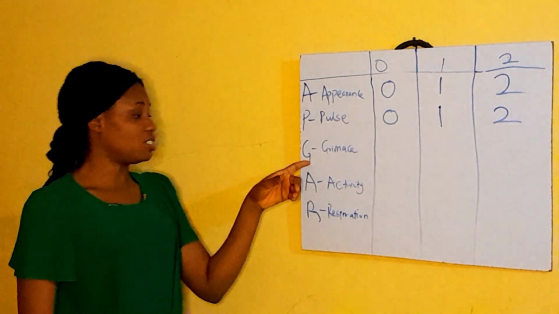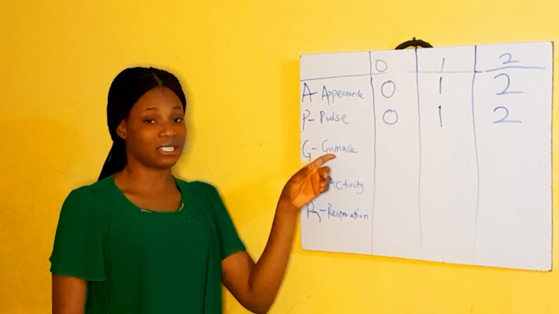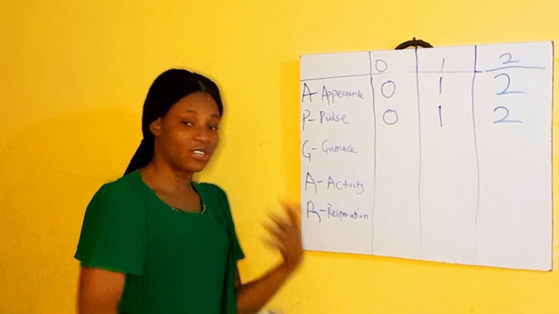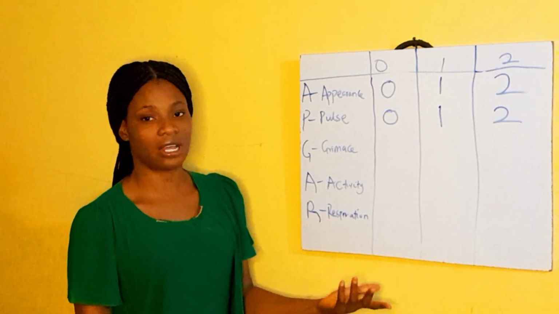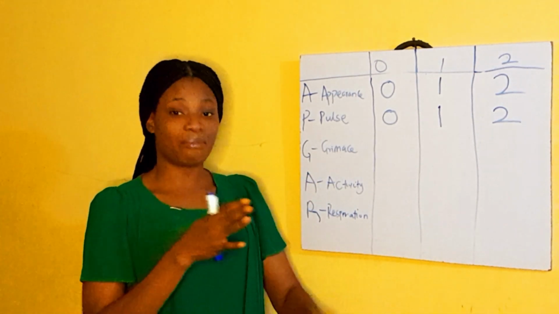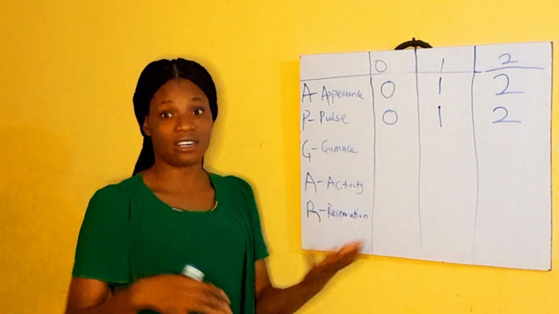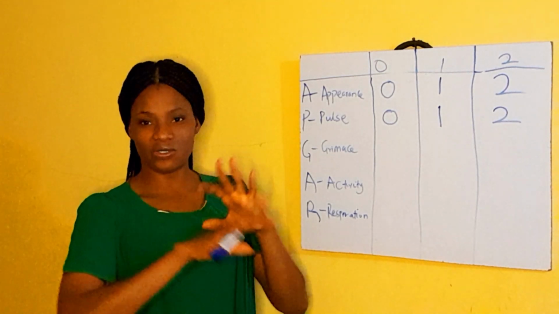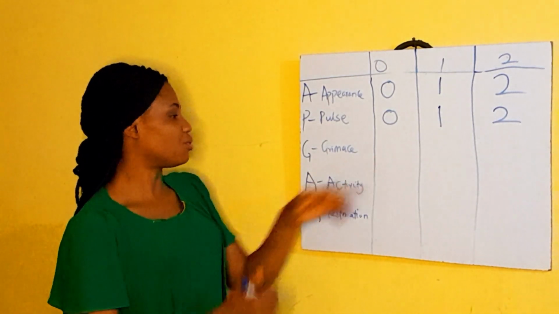And the letter G represents grimace. Grimace has to do with the child's response to stimulation. Like if you happen to suction the child or tap on the child, is the child responding? Is there any response at all? If there is no response, you score the child 0.